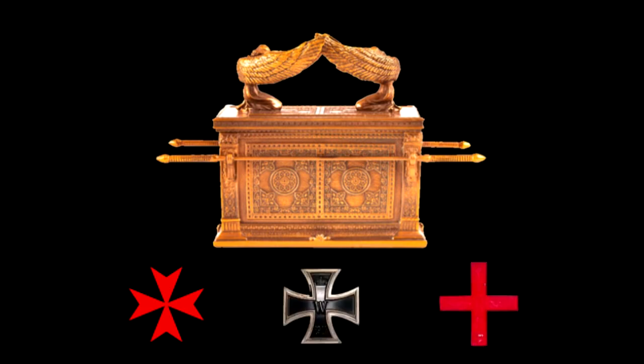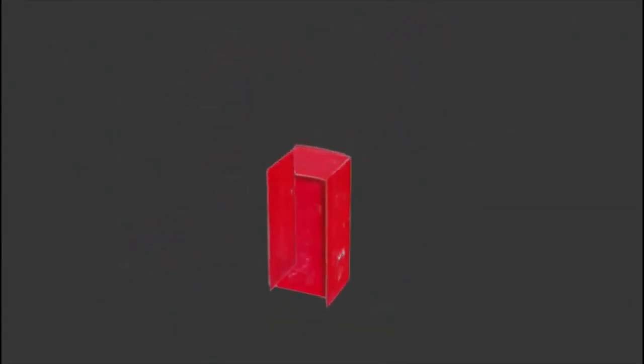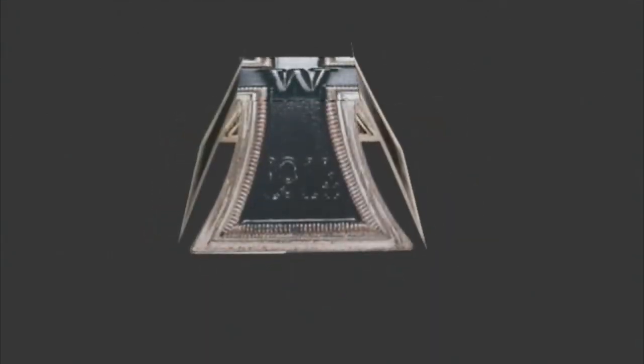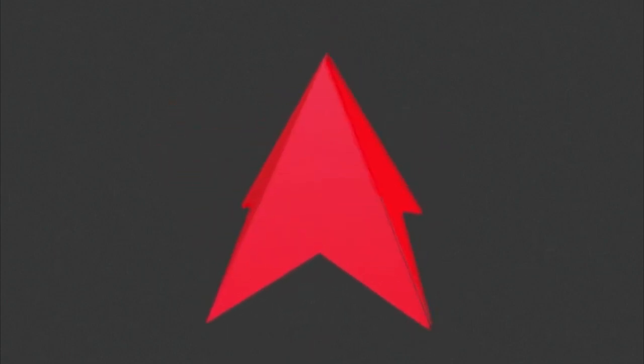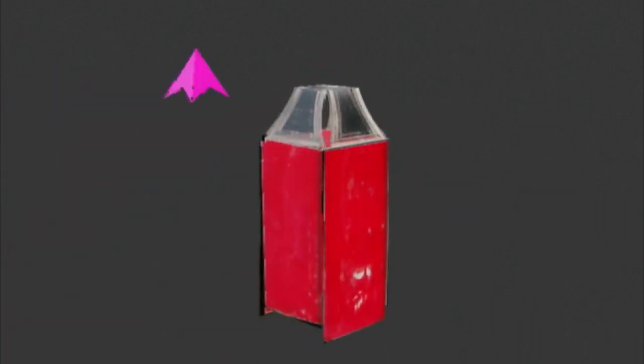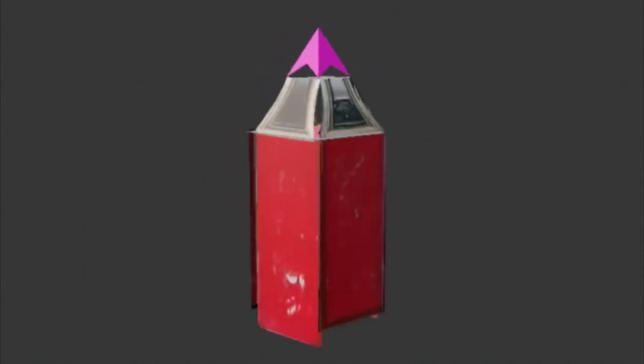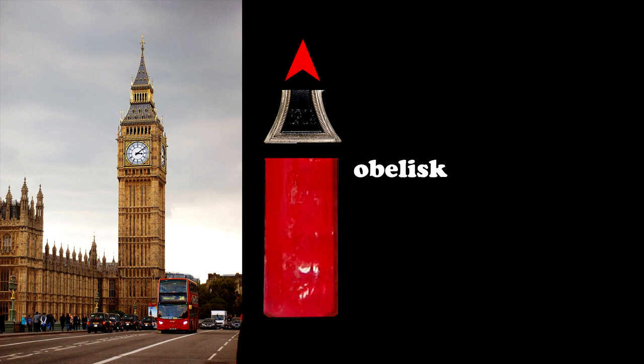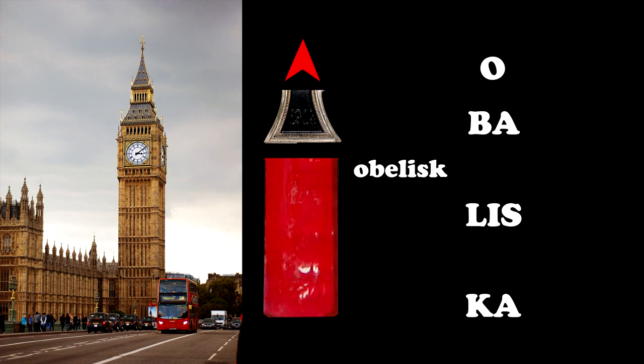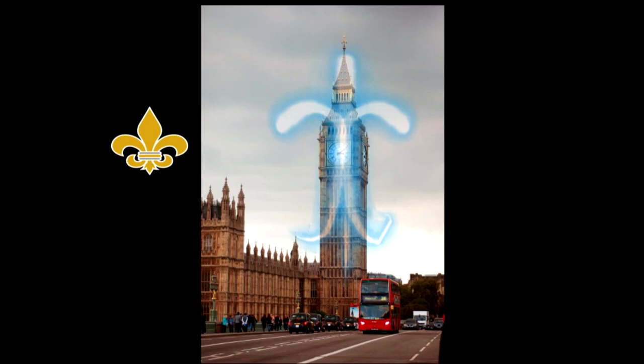Let's do an experiment. You have the Tower, the Ziggurat, and the Pyramid. Put them on top of each other. Reminds me of Big Ben. The obelisk. The O, the Ba, and the Ka. Then you have the word Lis. What would it be? Maybe it is the fleur de lis. Maybe that is the energy that is created by the obelisk.